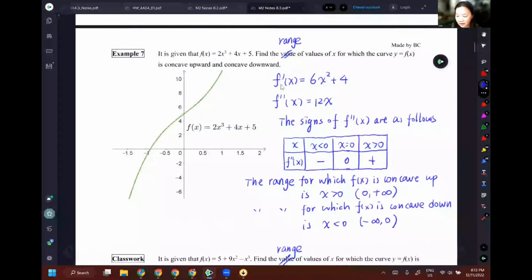Example 7, how to find out which range the curve is concave up, which range is concave down. In your exercise, you won't be given a curve, so you can't just observe easily. So you will find the derivative, the second derivative, and then you will list out the positive or negative signs as follows, and then you will answer: for x greater than 0, it's concave up, and the other part is concave down. As shown in the graph, this part is concave up, this part is concave down.